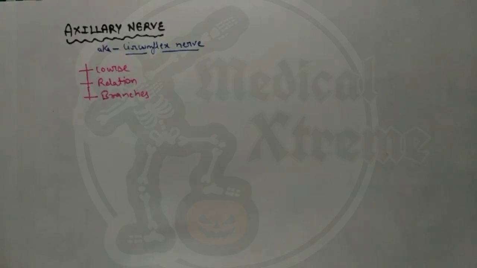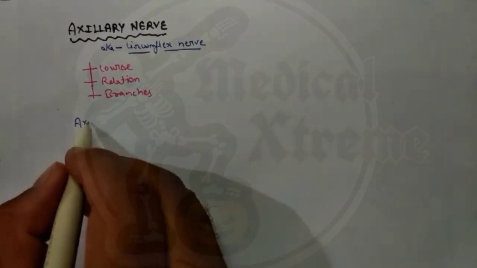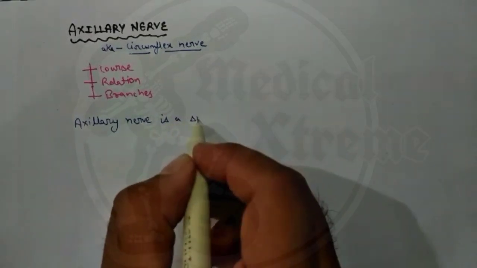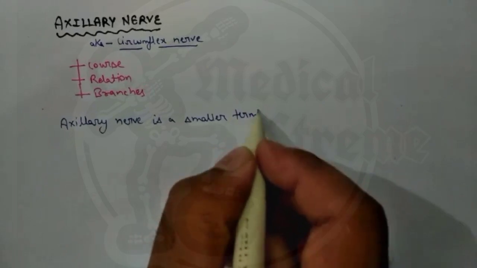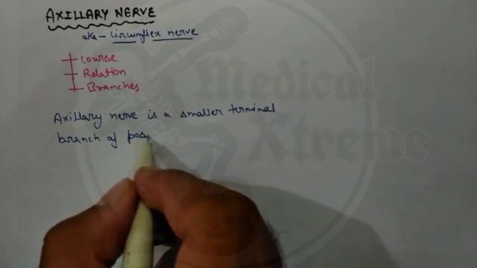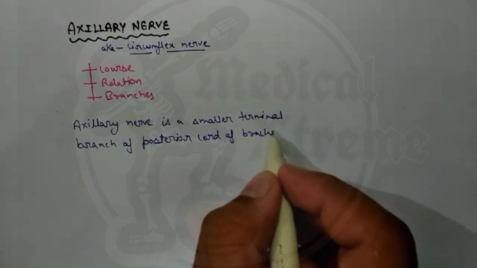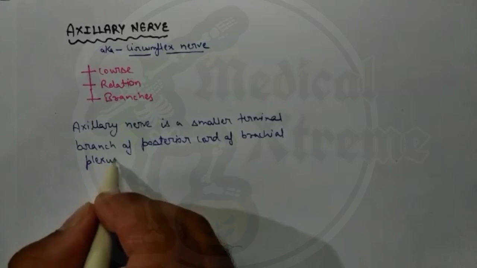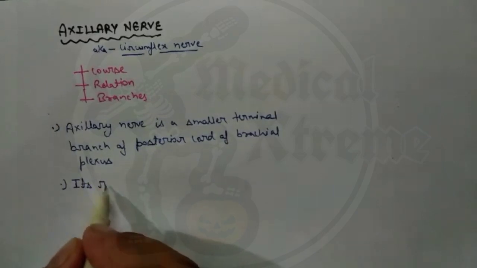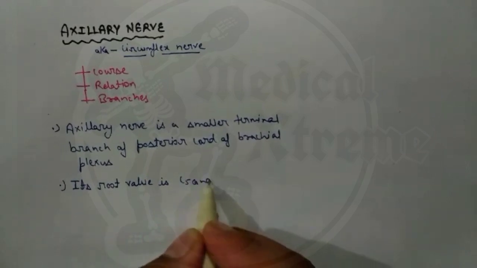Before we proceed further, let's quickly discuss what axillary nerve is. Axillary nerve is a smaller terminal branch of posterior cord of brachial plexus. Its root value is C5 and C6.